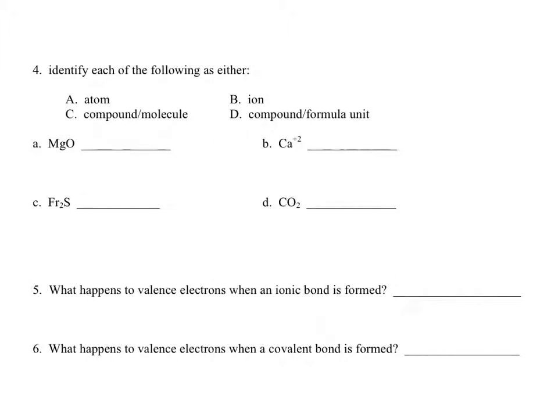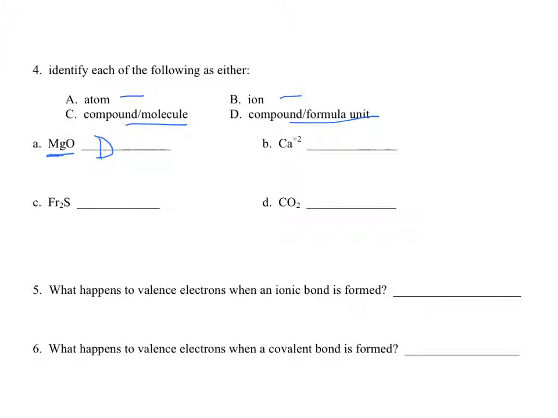Okay, identify each of the following as either atom, ion, molecule, or formula unit. So let's go ahead and do this. Here we have magnesium oxide. Magnesium is a metal, and there's two elements present, so it's going to be D. It's going to be the formula unit.